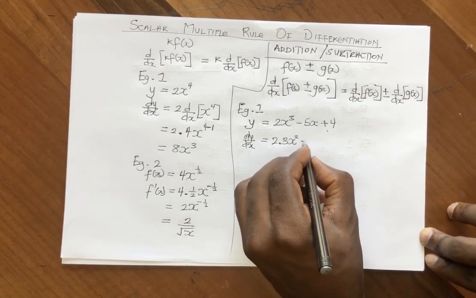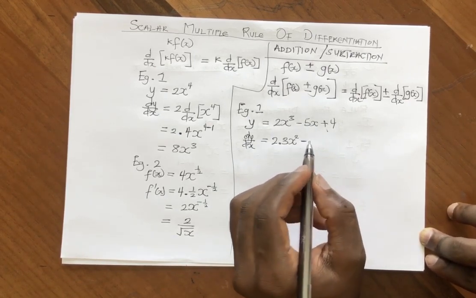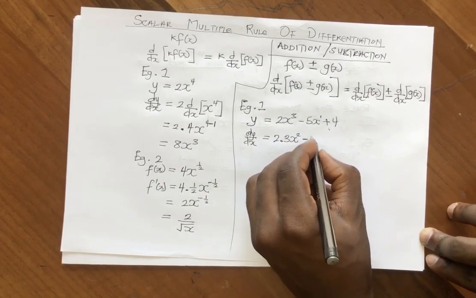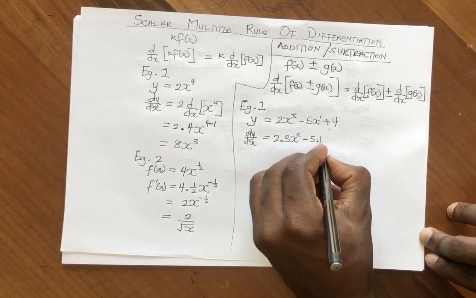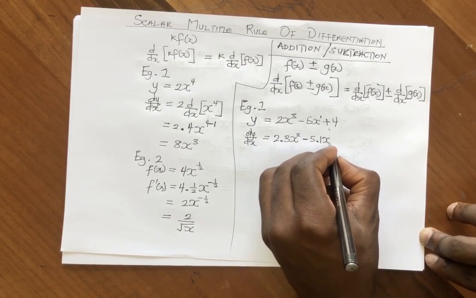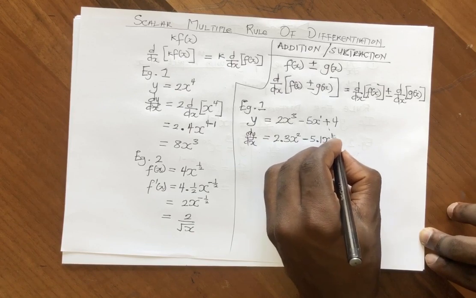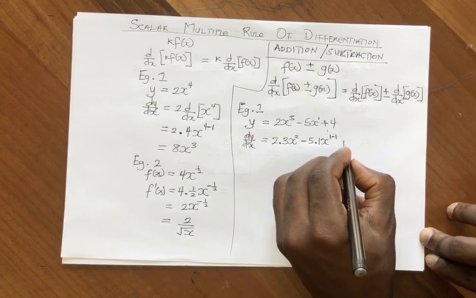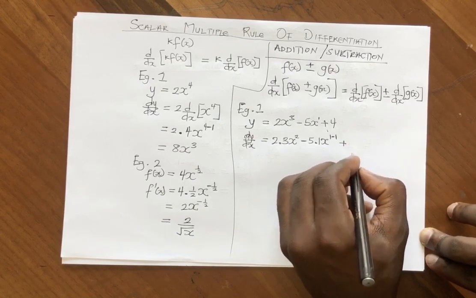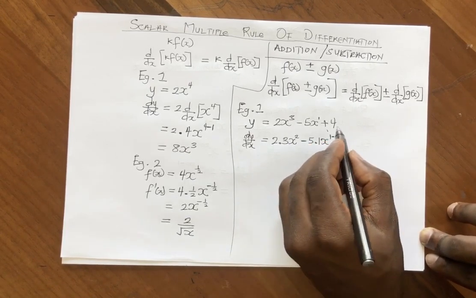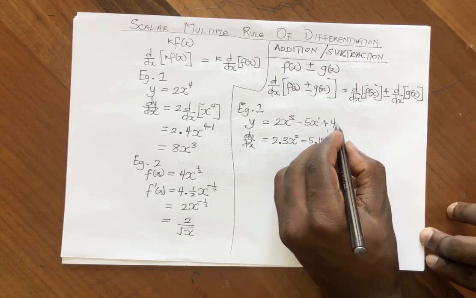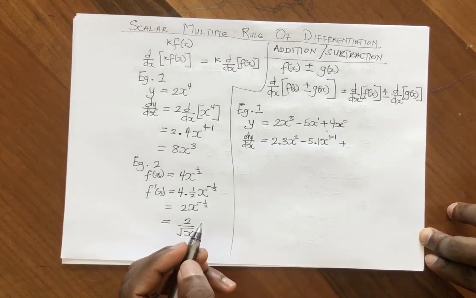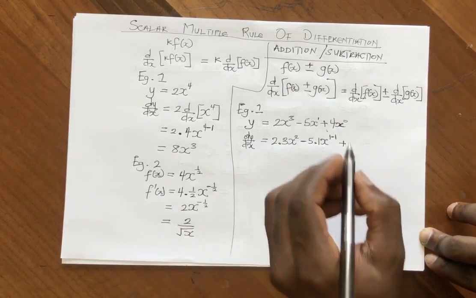Then we move on to the next term, which is 5x. Remember that the power of the x is 1. So we have 5 times 1. Then x, the power is 1. We must subtract 1 from the power. Then we have plus what? 4. But remember that this 4 also has an x term, and the x has a power of 0, that we don't write. So this is what happens.